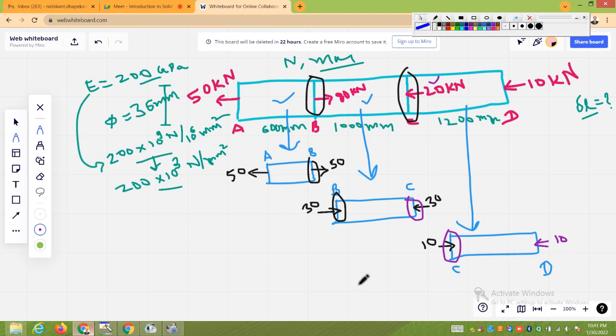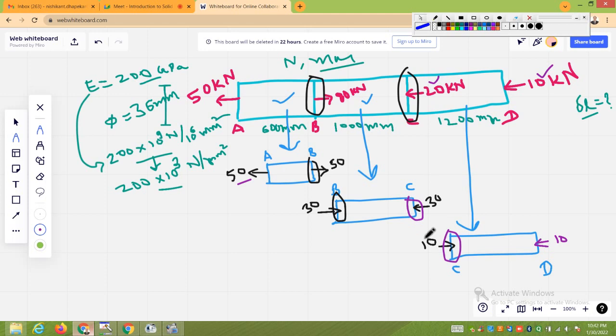In this way you have drawn the free body diagrams for each section, and you have to ensure that here it is 50 leftward, 50 leftward, 50 rightwards plus 30 rightwards, 80 rightwards, it is 80 kilonewton rightwards, 30 leftward, 10 rightwards, so net 20 leftward, and this is 10 rightward, so 10 leftward. In this way you have to ensure after drawing the free body diagram for each section.